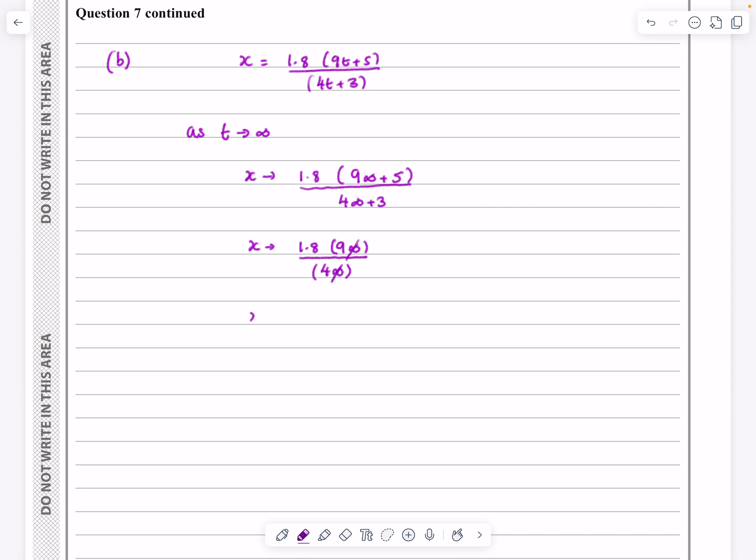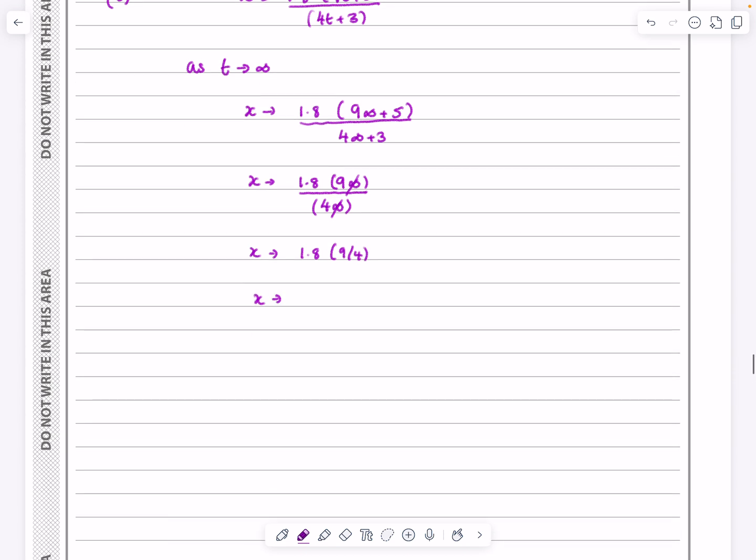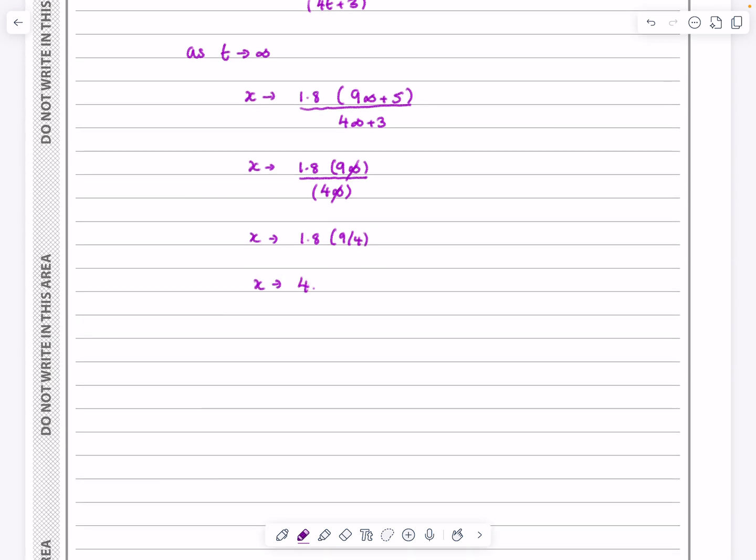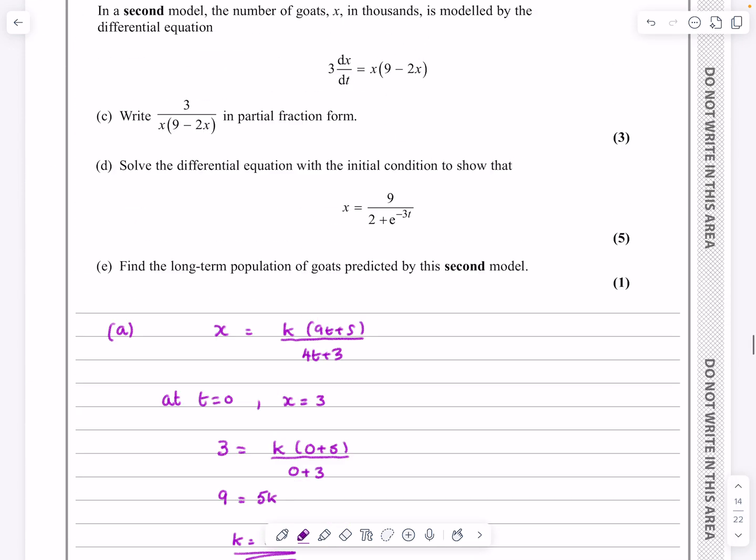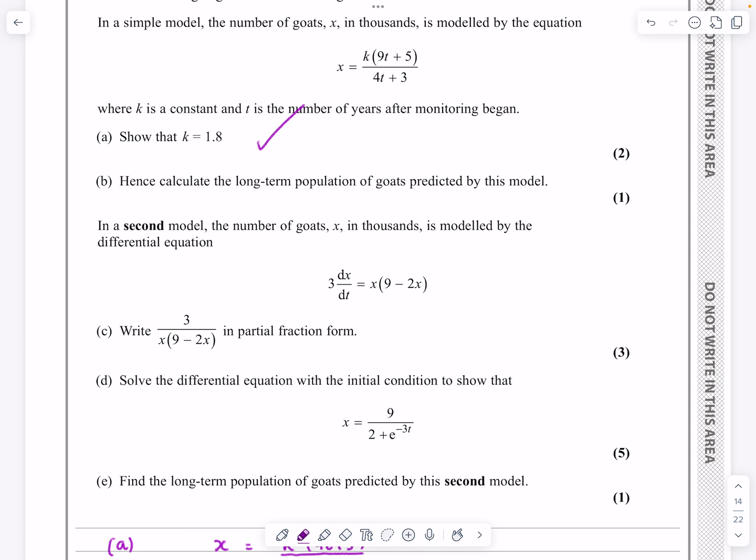So a really clever little trick here that then means that x is equal to 1.8 just multiplied by 9 over 4. And so that tends towards 4.05. But again, as we'd said previously, don't get caught out. It's 4,050 then in terms of the actual number of goats. So x tends towards 4,050.